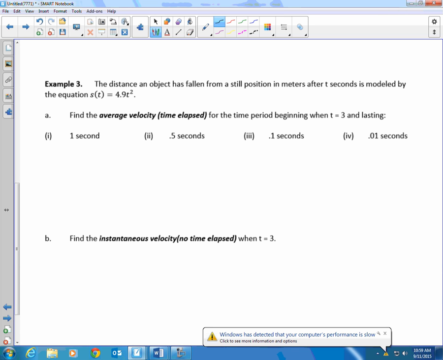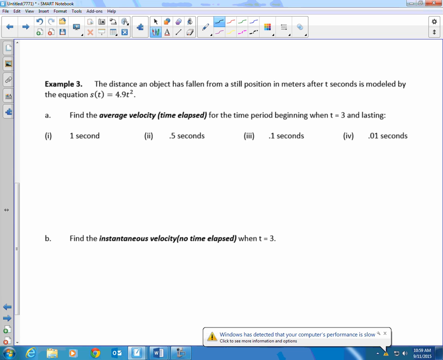It says find the average velocity, time elapsed, for the time period beginning when t is equal to 3 and lasting a certain number of seconds. Lasting, say, 1 second, lasting 0.5 seconds, lasting 0.1 seconds, and lasting 0.01 seconds, okay? So let's understand what this is asking. Average velocity. Average requires 2 points, at least, correct?